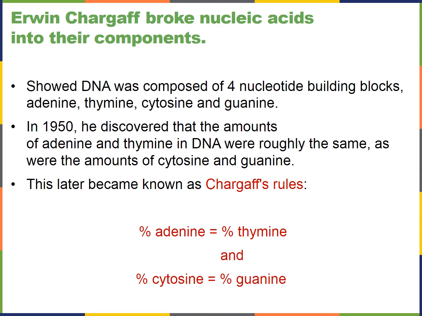Furthermore, he found that different species had equal amounts of purines, which are adenine and guanine, as well as the pyrimidines, which are thymine and cytosine. But there were different ratios of A and T to G and C. And these observations became known as Chargaff's rule. Chargaff's findings proved immensely useful when Watson and Crick were getting ready to propose their DNA double helix model.